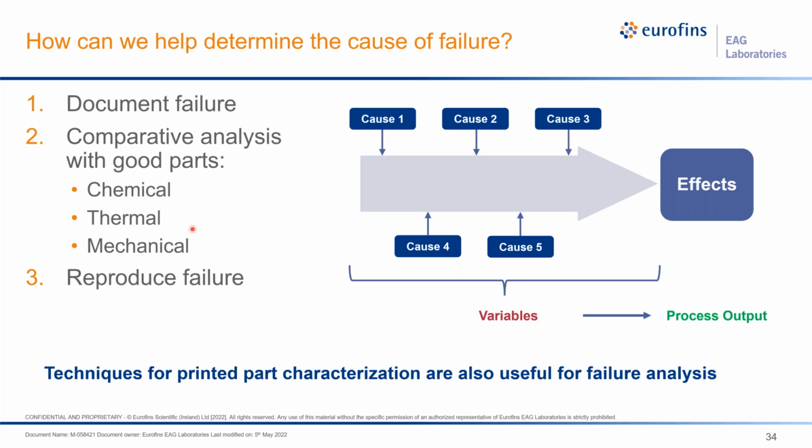So once we've gathered all of the clues, all of the evidence, then we actually want to try and reproduce this failure. So we want to take a good part and see if we can induce the same kind of failure with the same kind of failure fingerprint, right? And then we can be assured that we've really found the cause of the failure, and we can reproduce it, and then we can find nice solutions to mitigate the failure, right? So that's generally our approach.